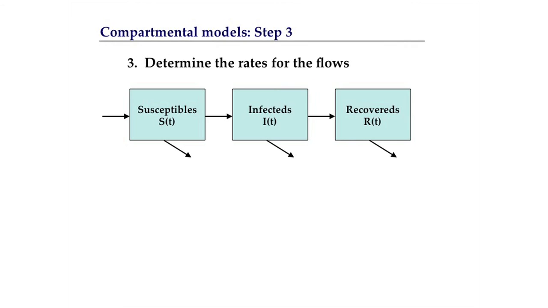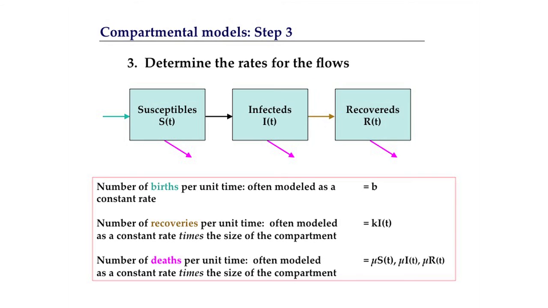The third thing that we need to think about is, how do we get the rates of flow? So how quickly are susceptible people becoming infected, for example? And how quickly are people coming into the population? How quickly are people leaving the population? And typically we find these things out through demographic data that are published through censuses.